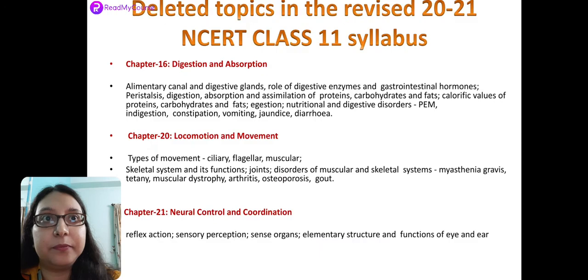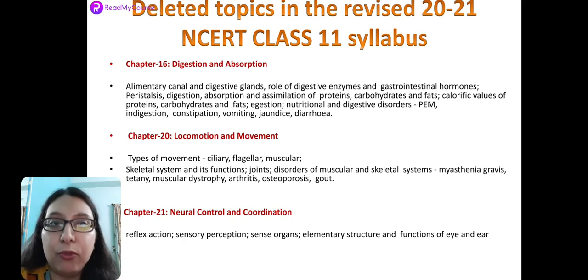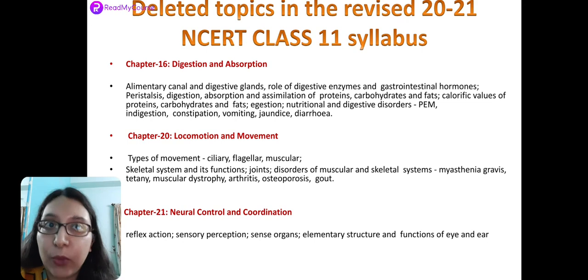These are the deleted portions which have been removed from the NCERT class 11 syllabus. Chapter 16, that is digestion and absorption: most of the parts of this chapter have been removed. Then chapter 20, locomotion and movement, parts of it have been removed. Then chapter 21, neural control and coordination, some parts of that chapter have also been removed.